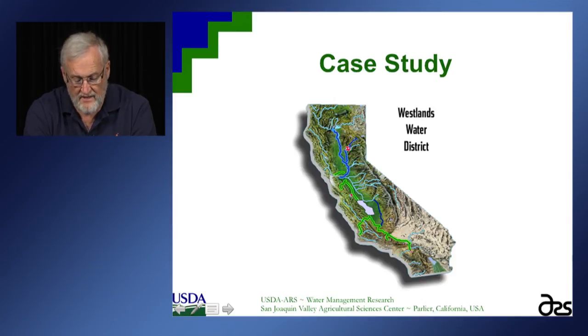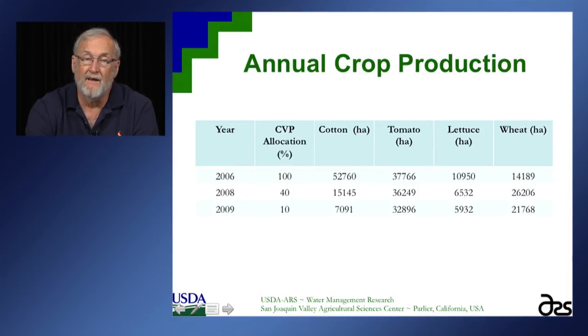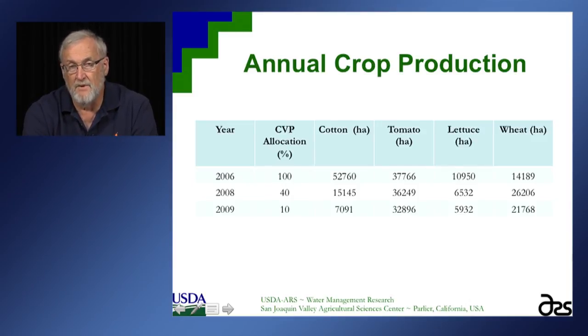Now, just as a summary, I used the Westlands Water District to see how the farmers in that district reacted to limited water. So the period of time was from 2006 to 2009, and they went from 100% allocation from the Central Valley Project to 10% in 2013 or 2014. They have 0% allocation.